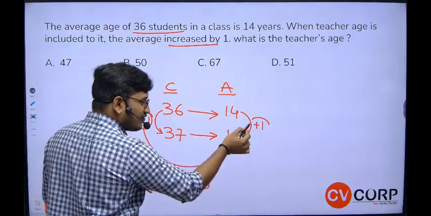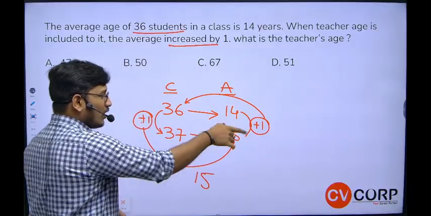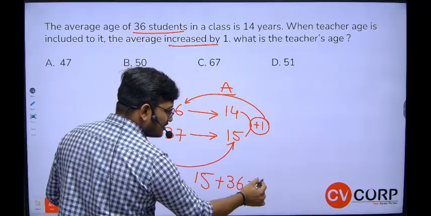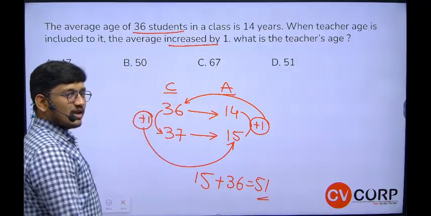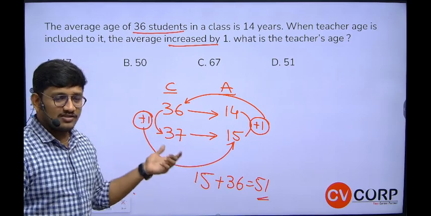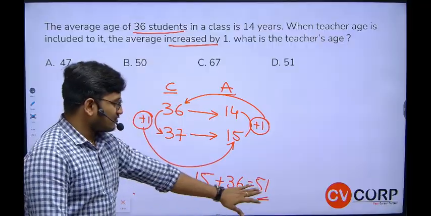So right hand side difference, whatever the difference, this will be multiplied with the first number. So 1 into 36 plus 36 will give you 51, the age of the teacher. This value indicates the person who was added, whether it is age or weight, whatever condition they give. This is what you will get.